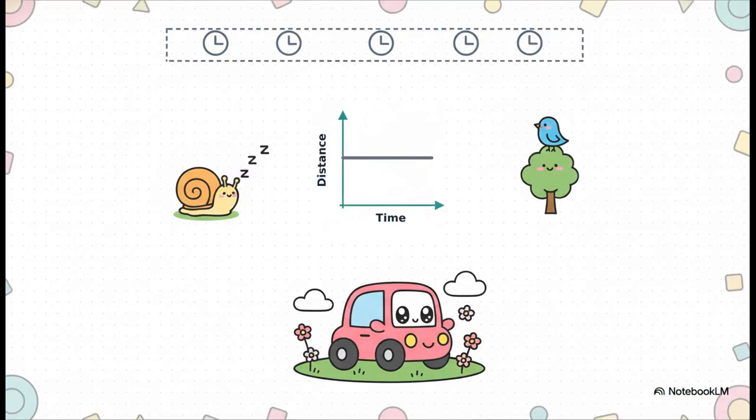So that leads to a question. What about a line with no steepness? A totally flat, horizontal line. Well, if the slope equals the speed, then a slope of 0 means a speed of 0. Time keeps ticking by, but the distance isn't changing one bit. That means the object is completely stopped.